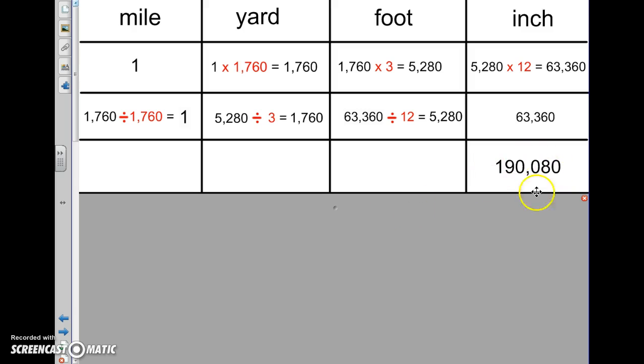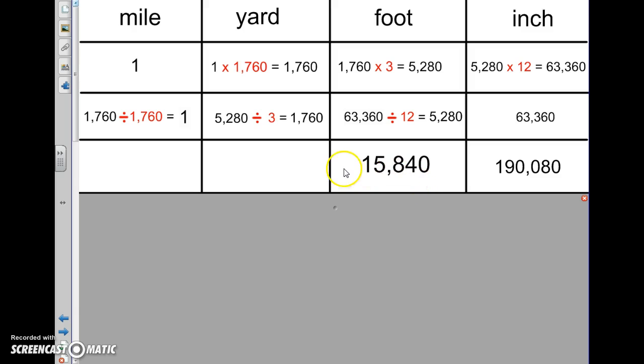So we have the inches here. How could we figure out how many feet it is, because that was the first question her dad asked her? We are going to divide it by what number? We're going to divide it by 12. If you take 190,080 and divide it by 12, you're going to get 15,840.